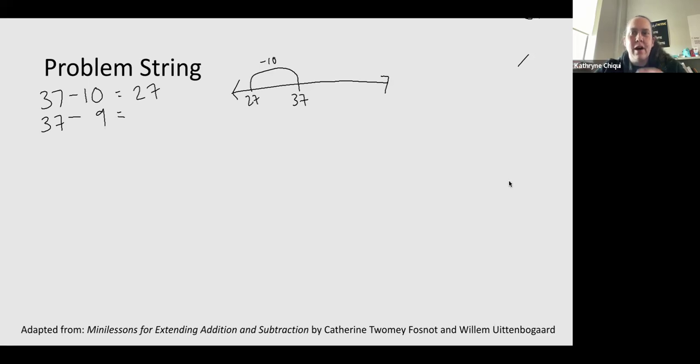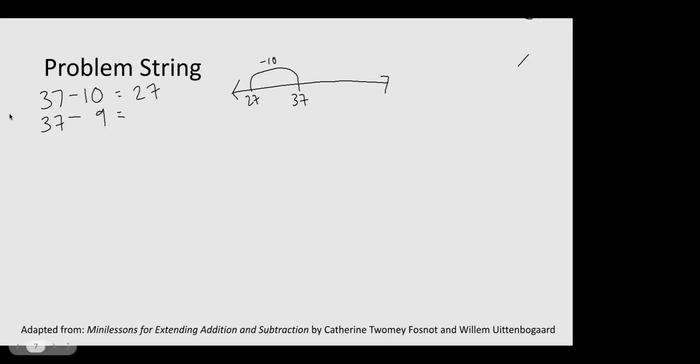Kevin Bardish, would you unmute and talk to me about what you did? Yeah, so the strategy sometimes is when you're subtracting 9, you can subtract 10, but then give 1 back. So we have 37 minus 10. Our previous result was 27, but give 1 back would put you at 28.